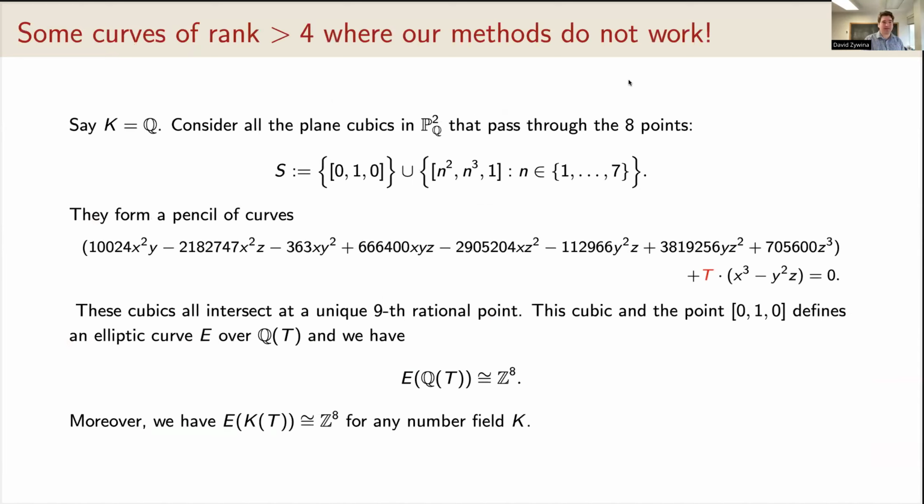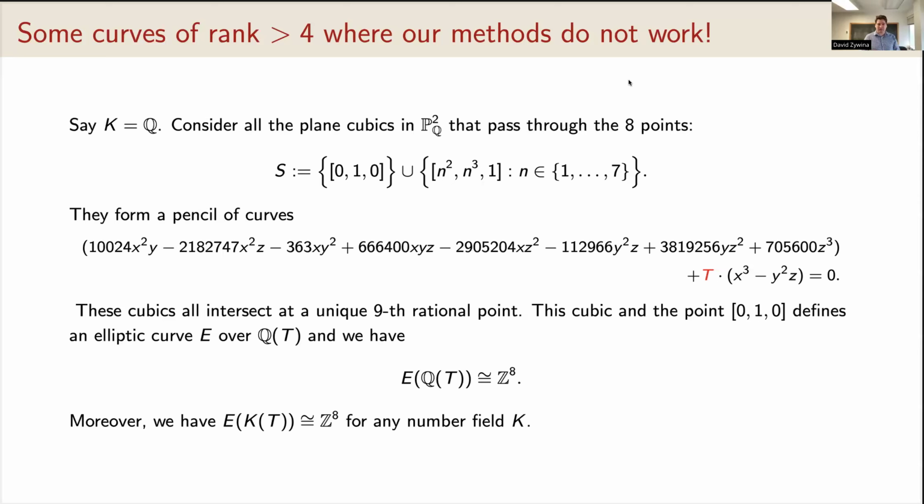Some curves have rank greater than 4. So let's just see what goes wrong. If K is Q, we can consider all the plane cubics that pass through these 8 points. They form a pencil of cubics, so all the cubics that go through these 8 points are of this shape, with a parameter T. And it turns out they all intersect at a unique 9th rational point. And so I can take one of the points, and this cubic will define an elliptic curve over the function field Q(T). So I have 9 points. One is the origin, so I have 8 points. And it turns out in this case they are independent points, and I get a Mordell-Weil group of rank 8.